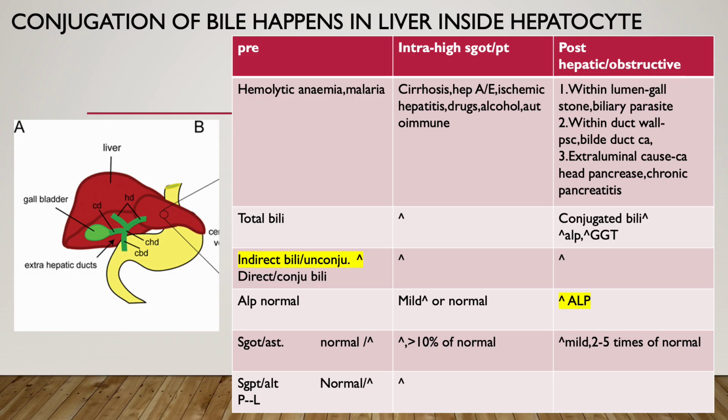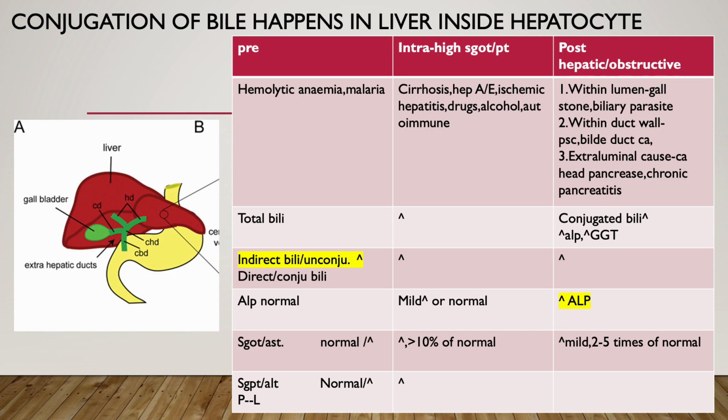So, what are all the causes of prehepatic jaundice? That is, above the liver. If there is a problem which leads to jaundice before the liver, it's prehepatic jaundice. The causes are hemolytic anemia, which could be seen in malaria. And obviously, conjugation happens only in the liver, so unconjugated bilirubin will be high in prehepatic jaundice.